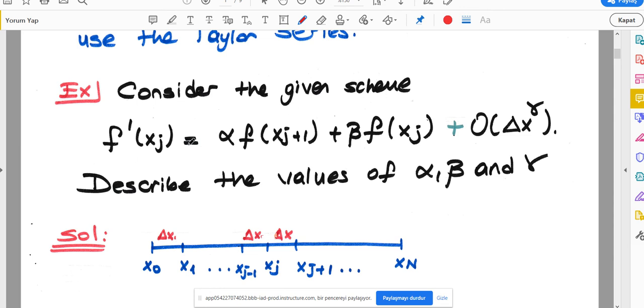f prime of xj will be equal to alpha f of xj plus 1 plus beta f of xj plus order of, from now on you are familiar to see this notation. It is a notation which is called big O. We are saying in mathematics the big O. Okay, this is called big O. Delta x to the power gamma. Describe the values of alpha, beta, and gamma respectively. Okay, now from now on, guys, we will discuss what it means as xj.